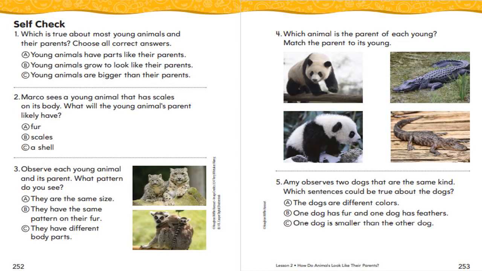Let's start the self-check. Question number 1. Which is true about most young animals and their parents? Is it A. Young animals have parts like their parents? Is it B. Young animals grow to look like their parents? Or is it C. Young animals are bigger than their parents? Choose all the correct answers.